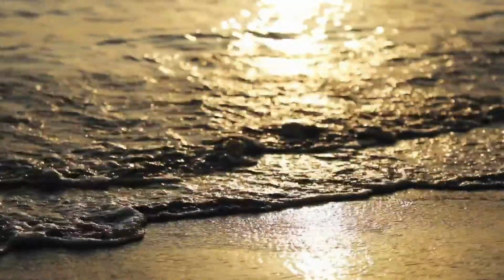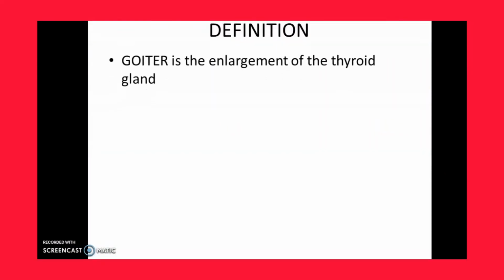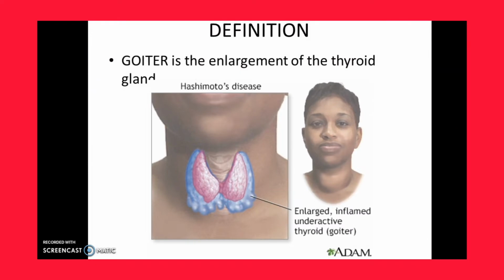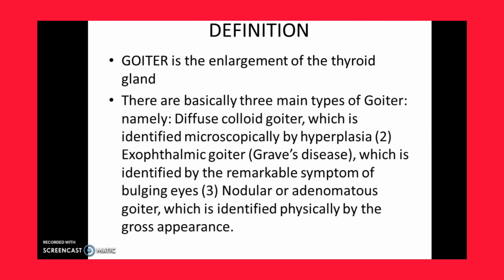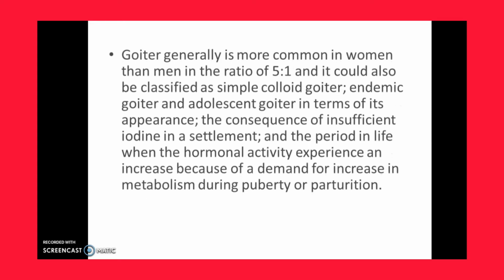And that's thyroid function test. The definition of thyroid function test, we have the goiter. Goiter is the enlargement of the thyroid gland. There are basically three main types of goiter, namely the diffuse goiter, which is identified microscopically, exophthalmic goiter, which is the bulging eye, and the nodular goiter.